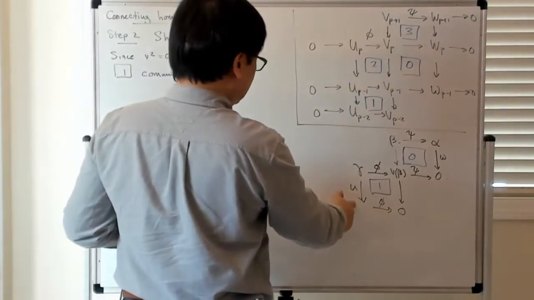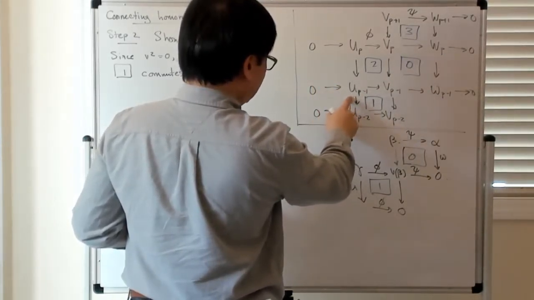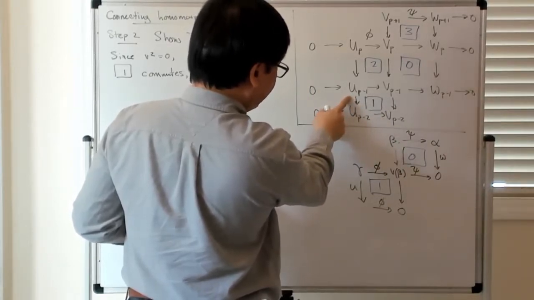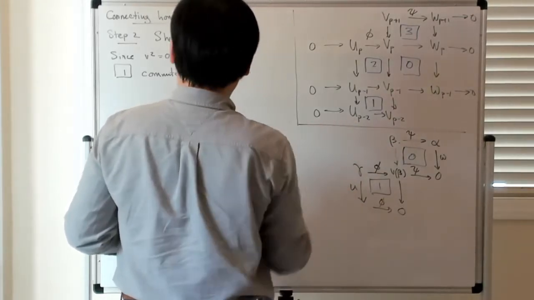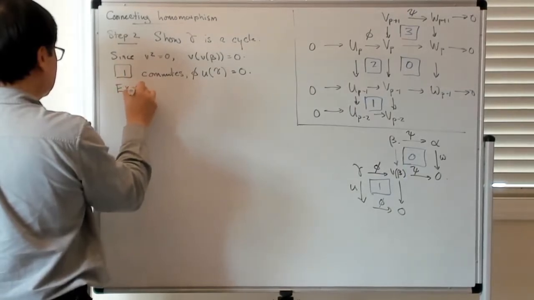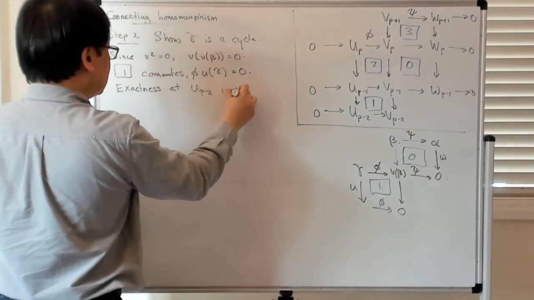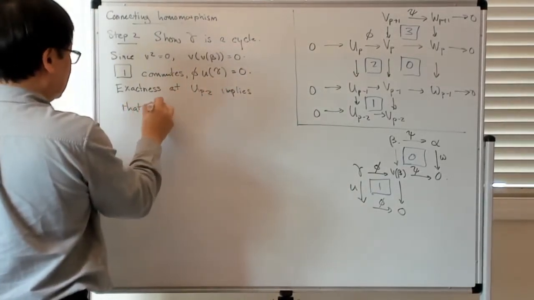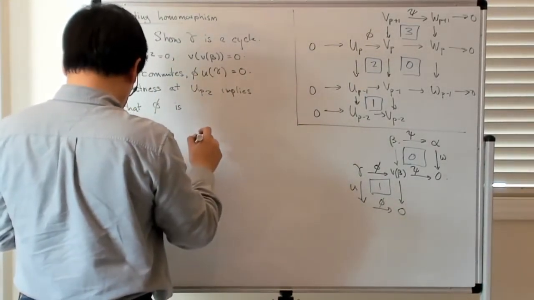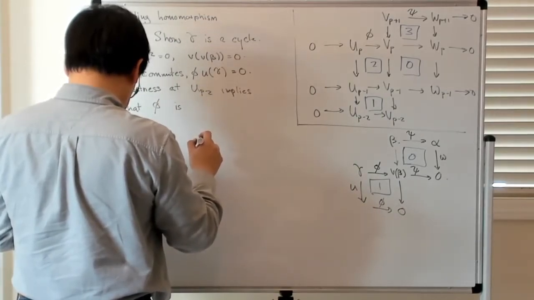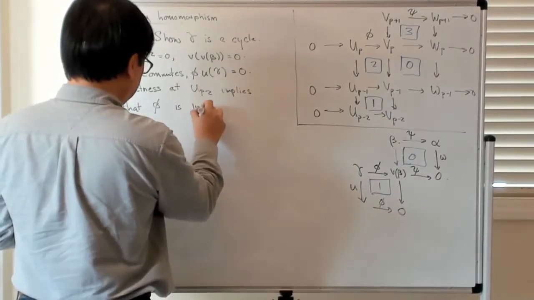But you can use the fact that you have exactness at up minus 1, actually, sorry, at up minus 2. So exactness at up minus 2 implies that phi is injective, right?